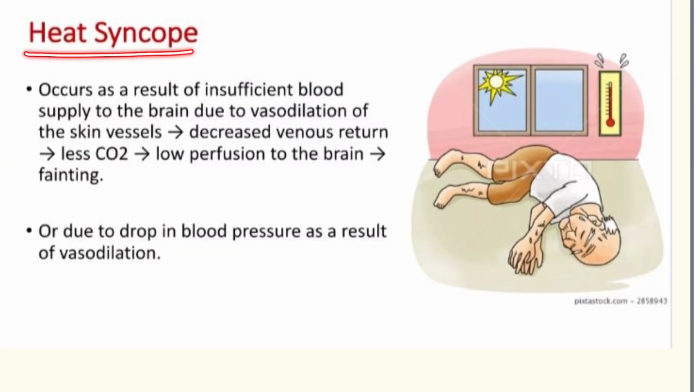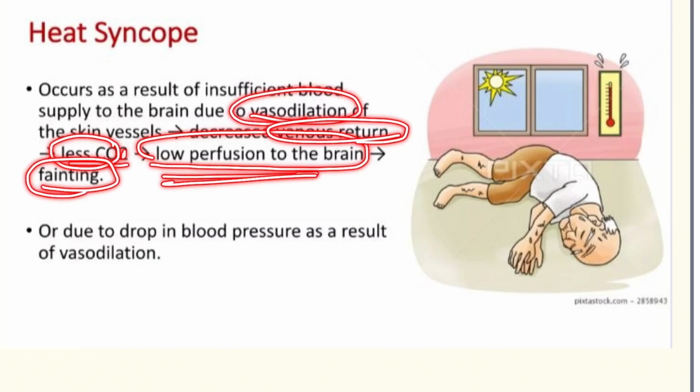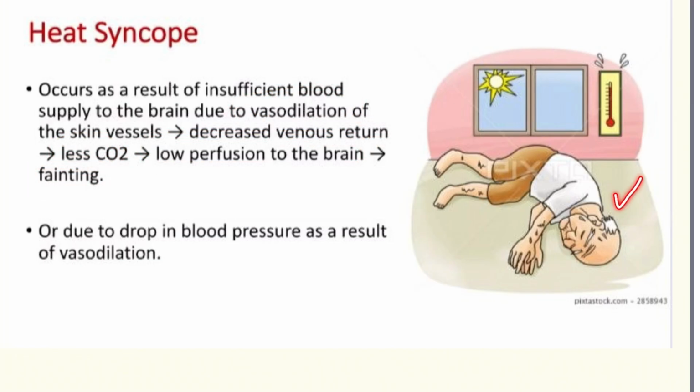So what is heat syncope? Heat syncope occurs as a result of insufficient blood supply to the brain, because of vasodilation of the skin vessels, leading to decreased venous return and less cardiac output. This leads to low perfusion to the brain, and the patient will faint. Here you can see this patient has heat syncope because of vasodilation and reduced blood supply to the brain, leading to loss of function. There is also a drop in blood pressure as a result of vasodilation.